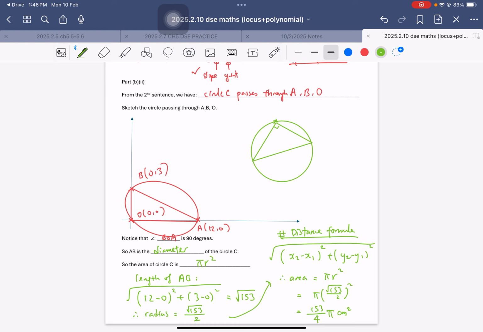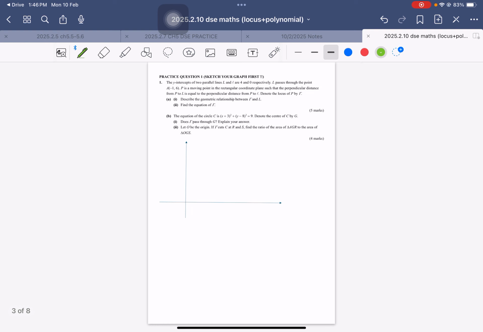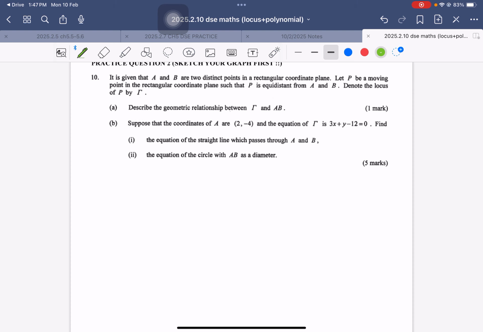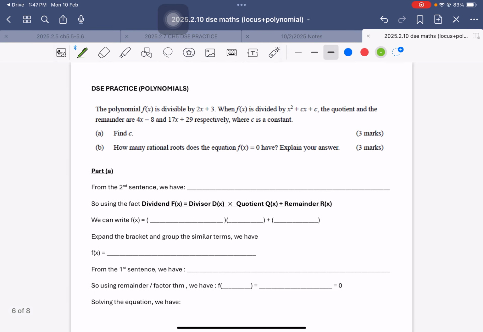Okay? So I prepared 2 more questions for you to do. It's not exactly the same. There's some change. Okay, so try to do it yourself. So read the question carefully. This is equidistance. P is equidistant from A and B. So think about how you're going to draw the diagrams yourself, okay? I'm going to teach you 1 more question today. So turn to the next page, the polynomial part.